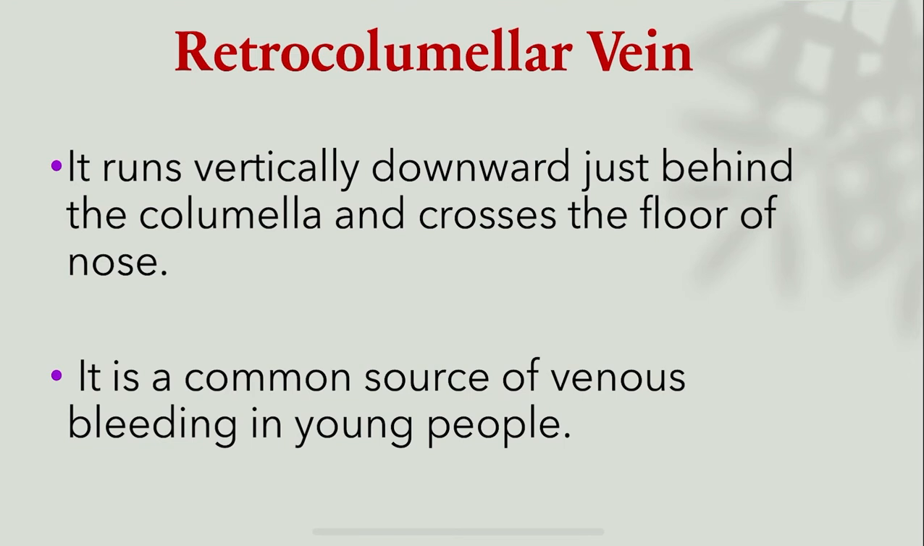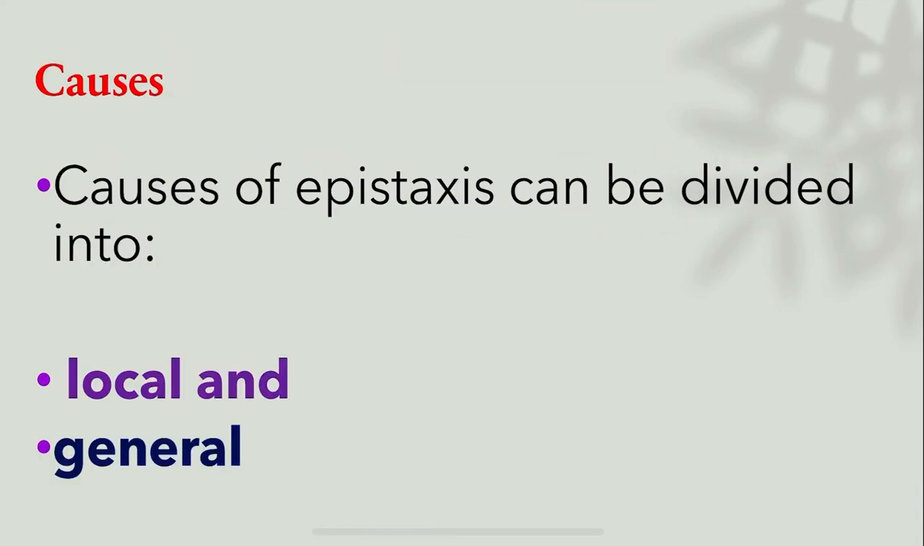Retrocolumellar vein. This is another vein which is relevant to the anatomy of epistaxis. The retrocolumellar vein runs vertically downward just behind the columella and it is crossing the floor of the nose. It is a common source of venous bleeding in young people. So you see here, this retrocolumellar vein is the cause of venous bleeding in young people.